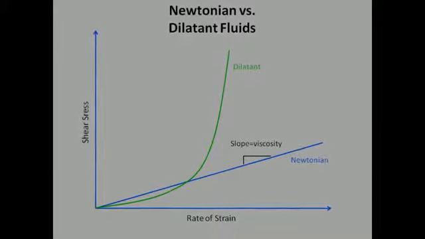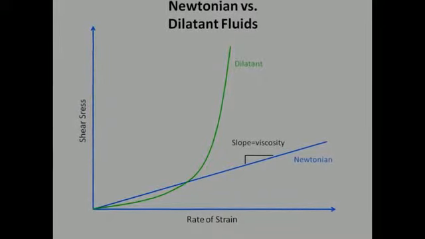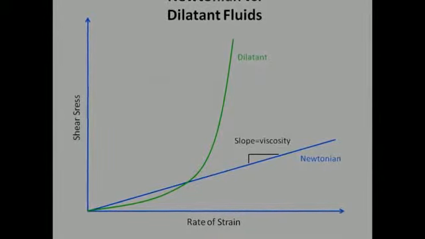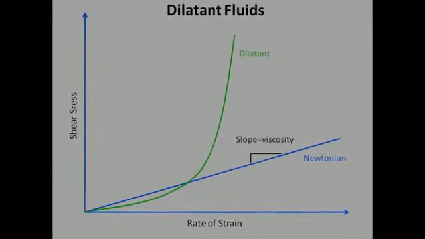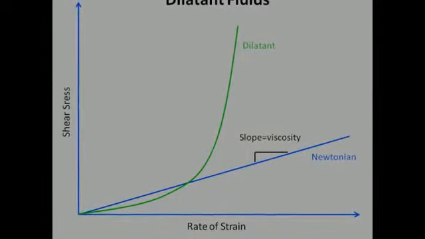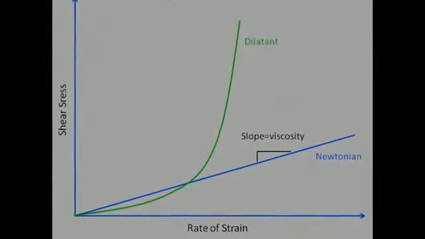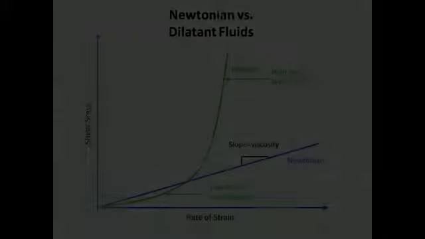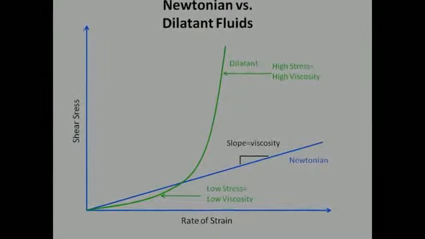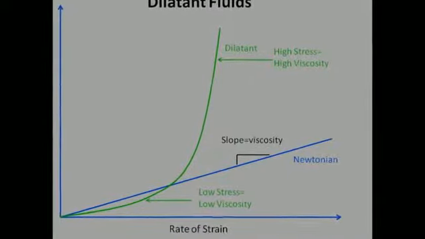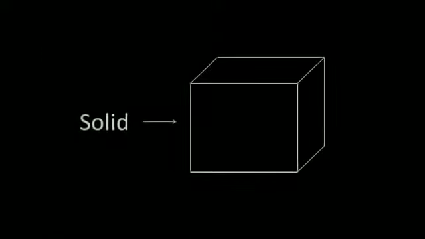Dilatant fluids, also known as shear thickening, are a special class of non-Newtonian fluids and the focus of this video. Dilatant fluids experience a nonlinear relationship between shear stress and rate of strain, and as a result can exhibit some unusual properties. Essentially, their apparent viscosity changes depending on the applied stress. Materials exhibiting this relationship flow like a viscous fluid under low stress, but their apparent viscosity increases dramatically under high stress. The apparent viscosity of some dilatant fluids increases so much under stress that they actually behave like solids.